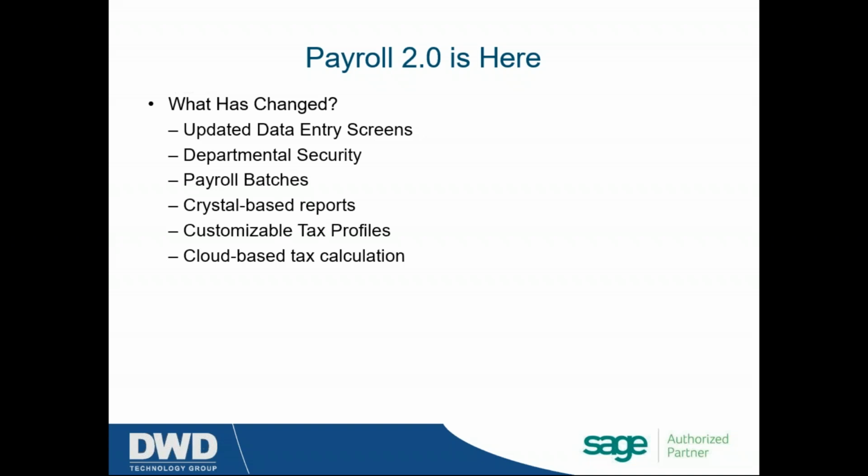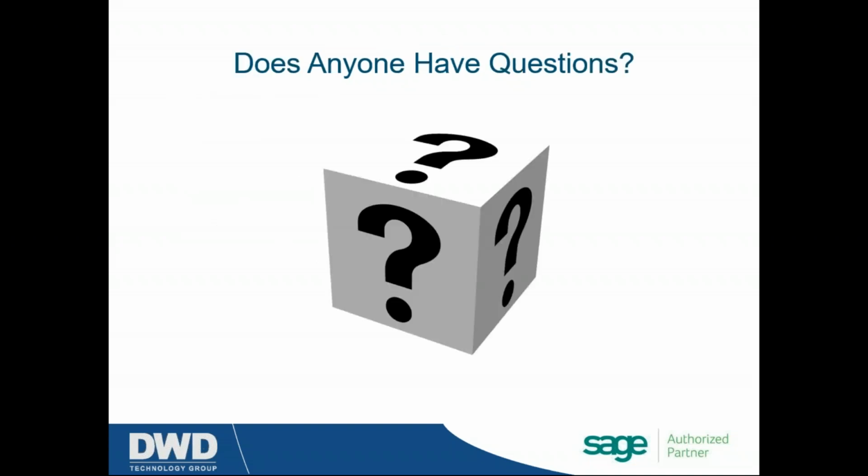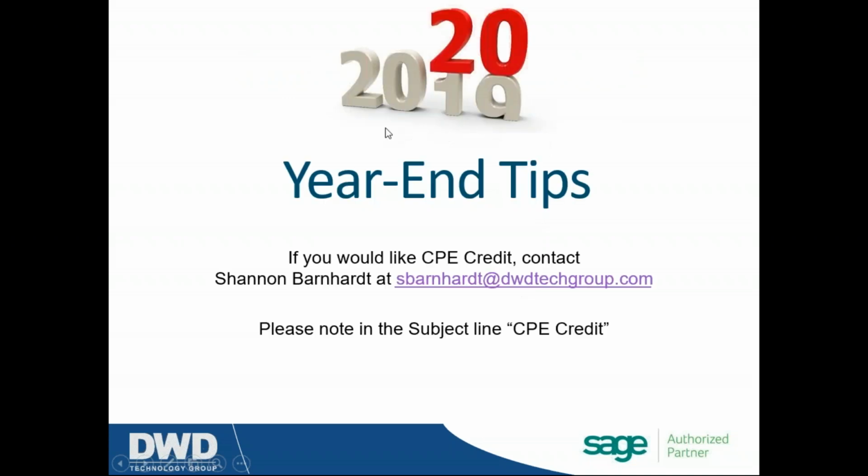Otherwise, Sage now has what they are calling tax groups, and that is a list of all the taxing authorities in the United States for payroll taxes. And so you select the tax group that your employee belongs to, and then there's a checklist of all the taxes that they could be subject to from federal, state, and local. You turn those on, and then once you run a payroll, it takes that information, sends it up to their servers, calculates the taxes, and sends it back.